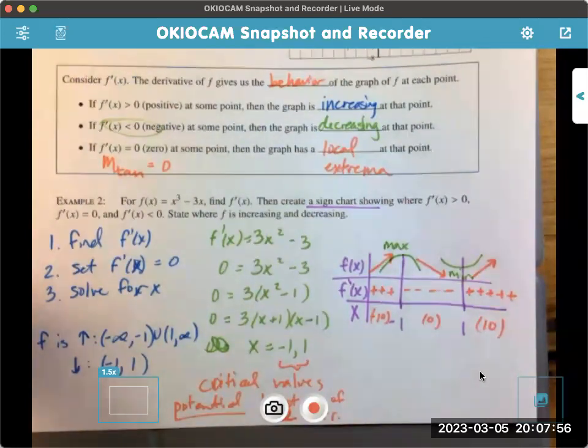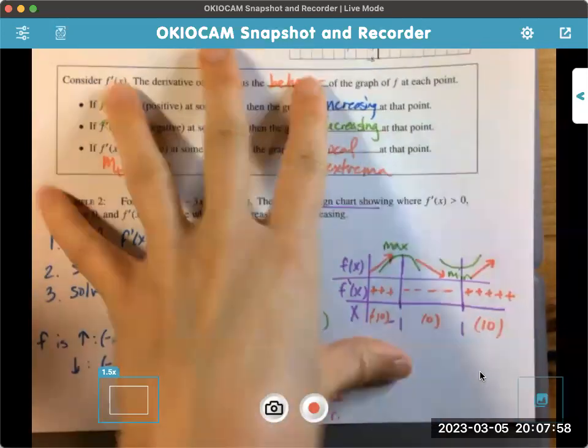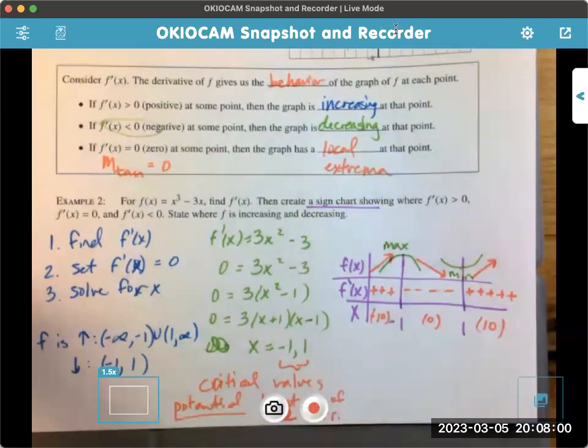Okay, so that's page 2. The next, this is page 1. The next page will have, excuse me, the next video will have page 2.